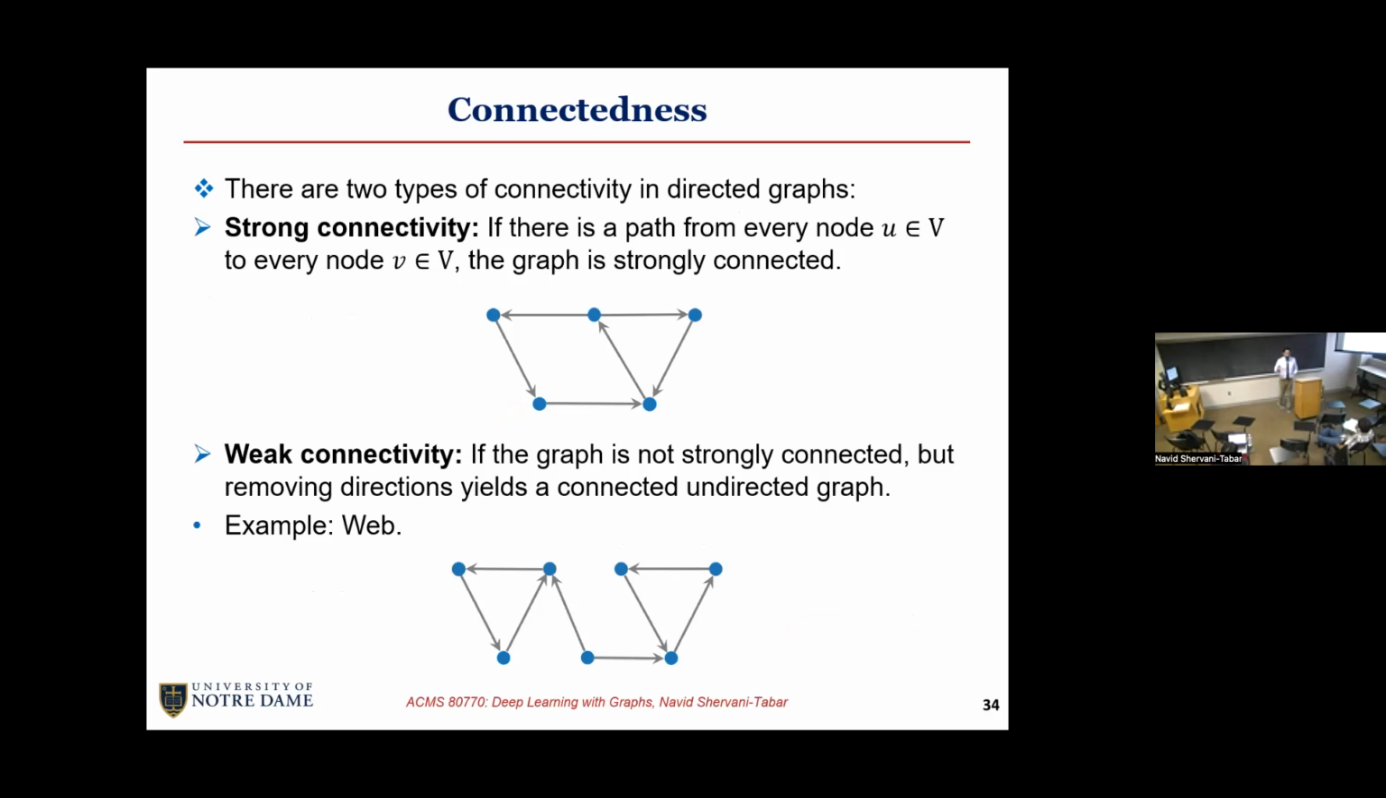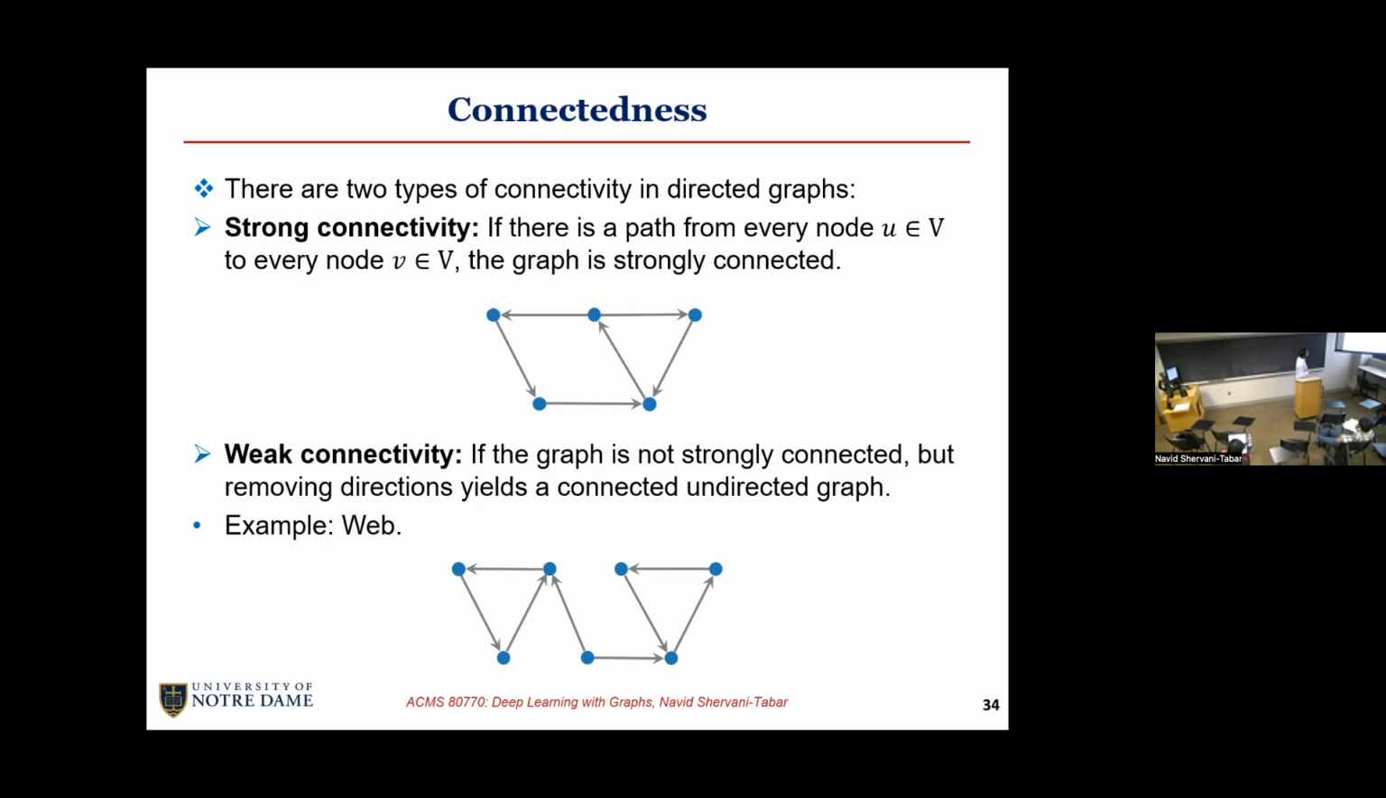All right, so we looked at connectedness in undirected graphs. Now let's look at the same concept for directed graphs. It's a little bit more complex for directed graphs. We have two types of connections: strong connectedness and weak connectedness. A strongly connected directed graph means that there is a path from every node in that graph to every other node. So let's look at this one on top.